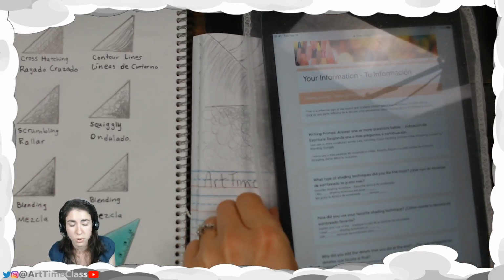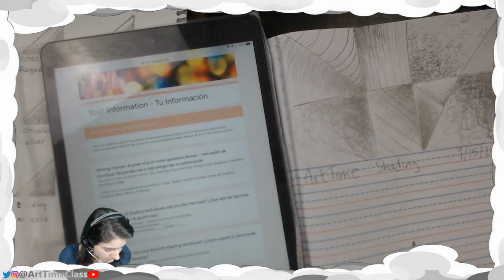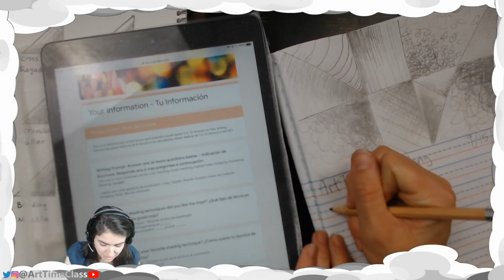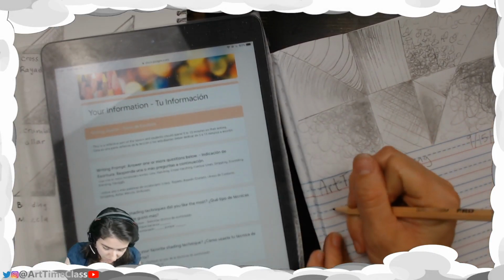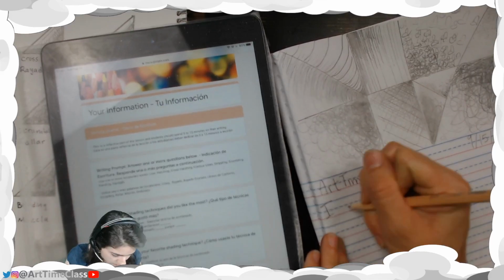And I have sentence stems here. You can follow them or you don't have to follow them. You can do your own sentences. It's up to you. I want to go ahead and follow the sentence stems, since a second grader would probably follow that.